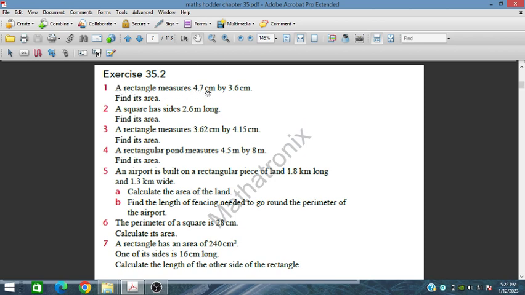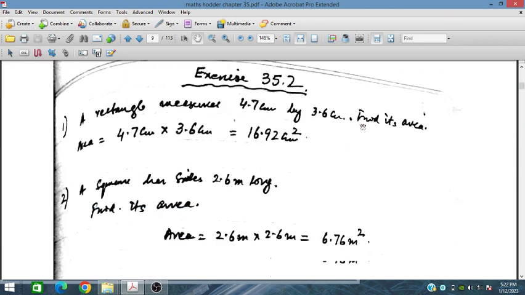A rectangle measures 4.7 centimeters by 3.6 centimeters. Find its area. Similarly, a square has a side this long. Find its area. A rectangle measures 3.62 centimeters by this many centimeters. Find its area. So let's solve this.